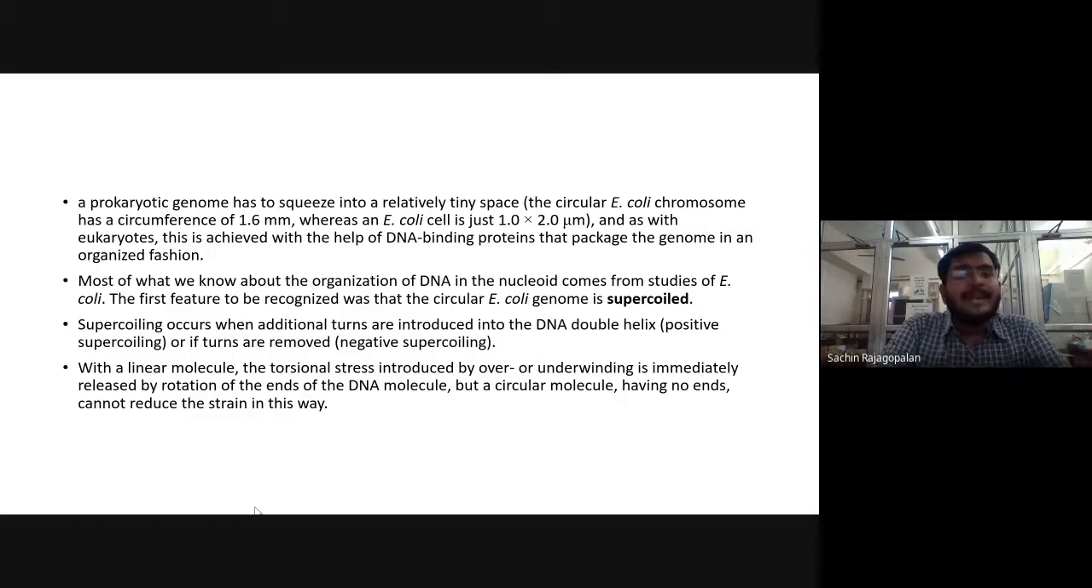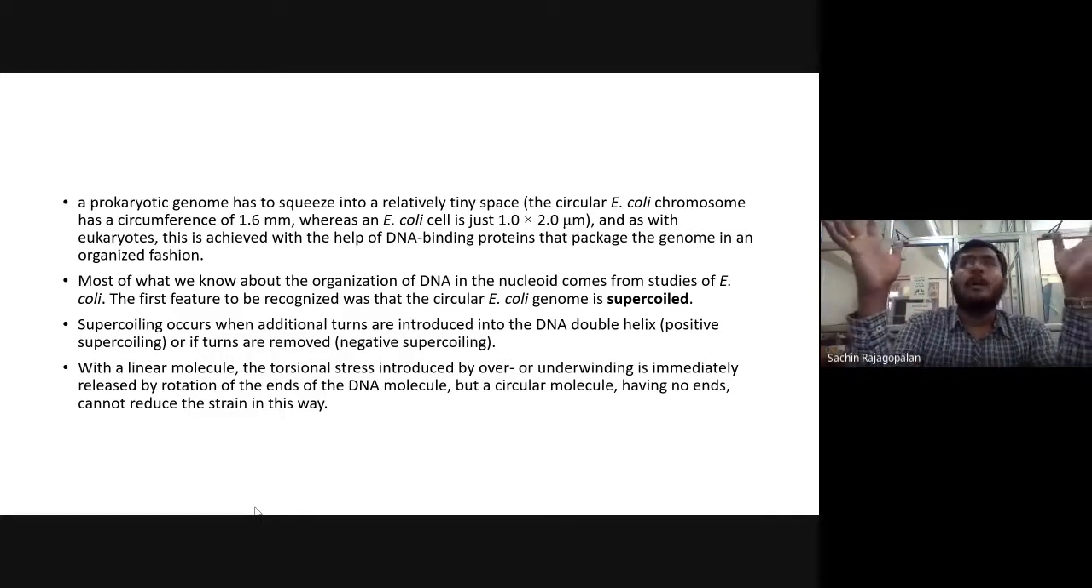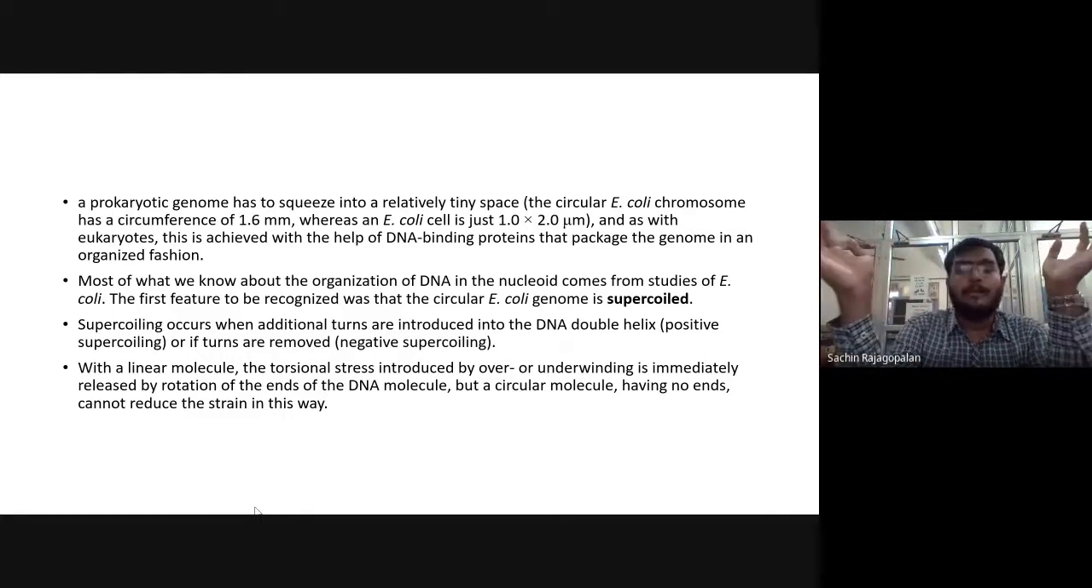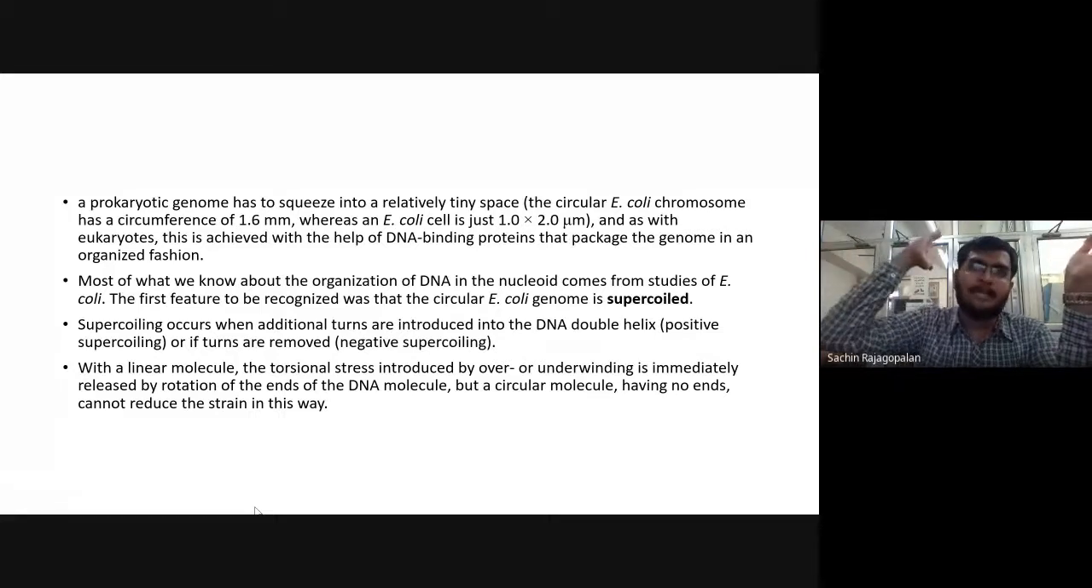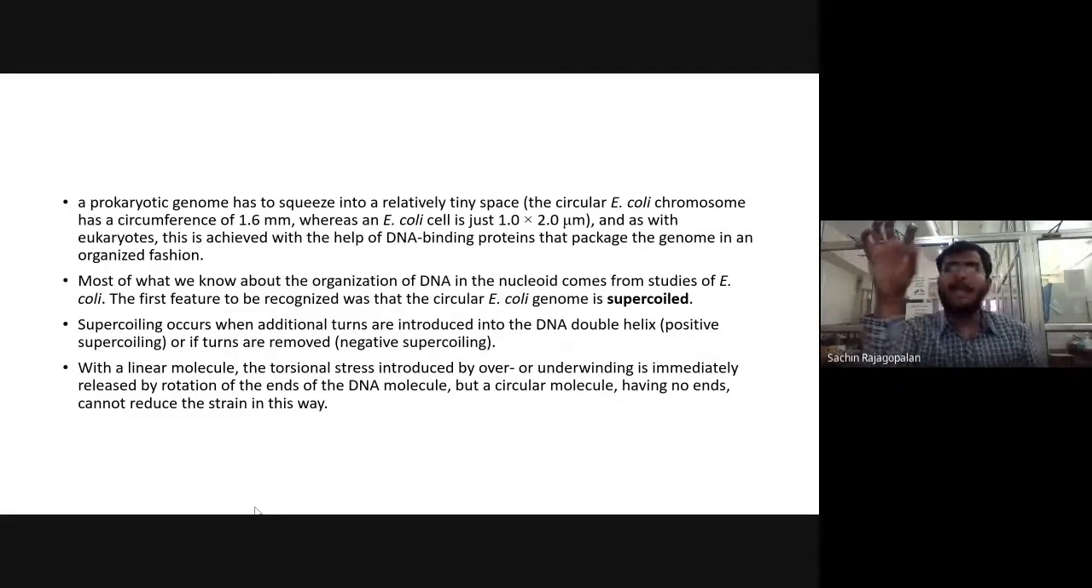It is going to be very, very important to squeeze in the genome, because they have shown you the example that the E. coli cell has a dimension of 1 by 2 micrometers. But if you see the circular E. coli chromosome, it has a circumference of 1.6 millimeters. The cell size is in micrometers and the circular E. coli chromosome's circumference is in millimeters. So if I have to stuff such a large molecule into a small cell, and package it, then I have to make the packaging as compact as possible.